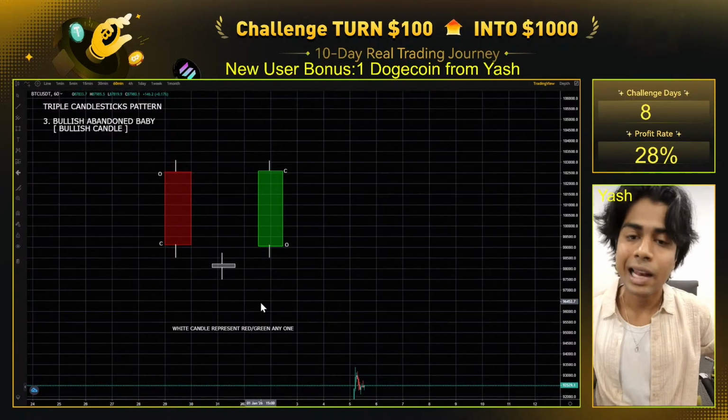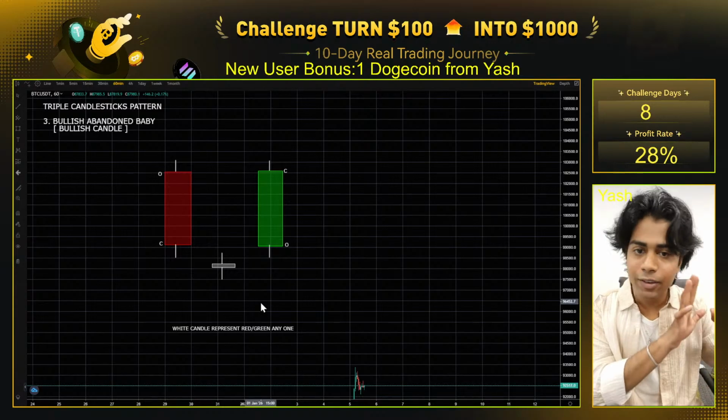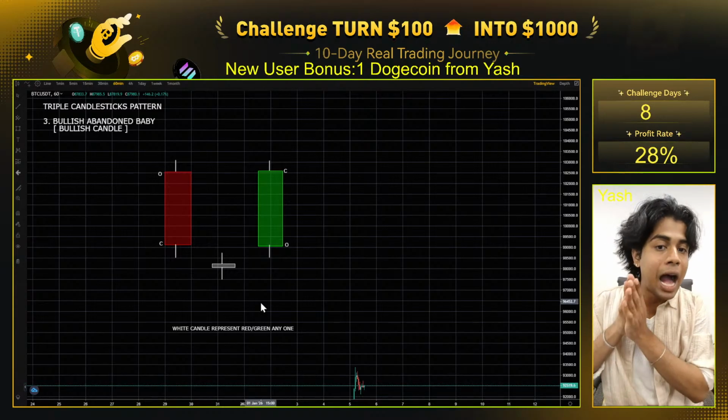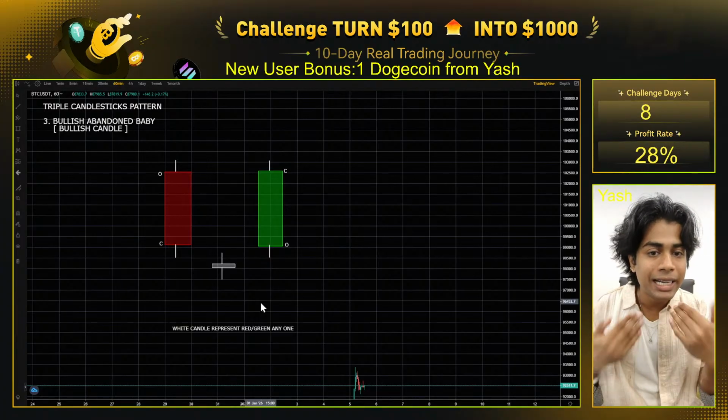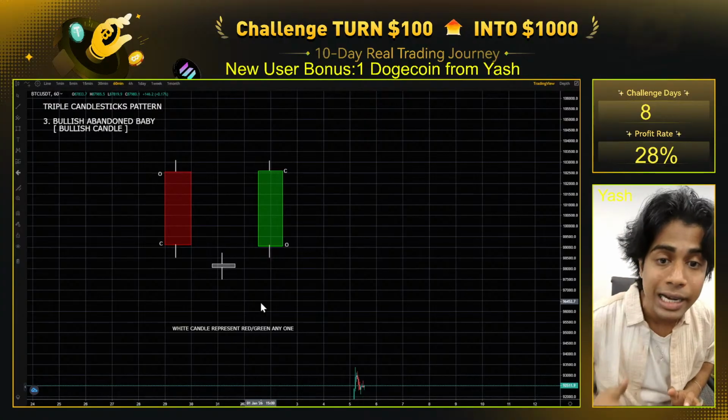Okay, so let's now understand how a bullish abandoned baby candle will look like. Now let's understand how this candle is made, with what condition this candle is made, what is the psychology behind it, plus how to trade in this candle.